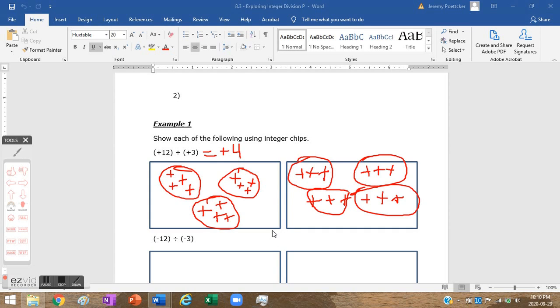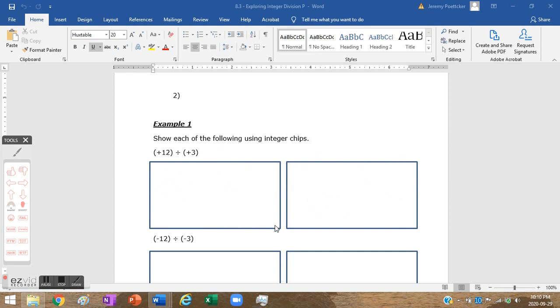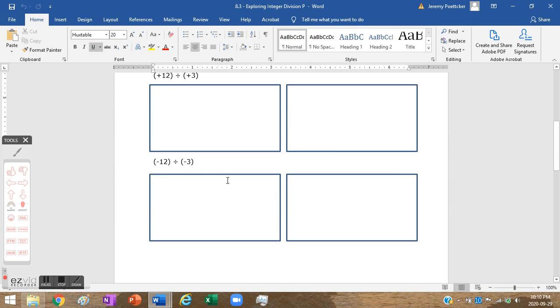Let's take a quick peek here now. Dividing by a negative and modeling it, I kind of prefer, I've got negative 12 somethings, and I'm going to put negative 3 into each group. I prefer to think of it this way. It's just easier because I'm going to get positive 4 groups, right?